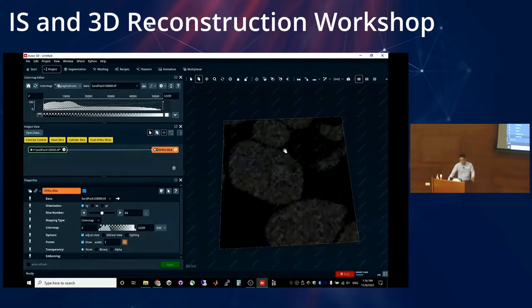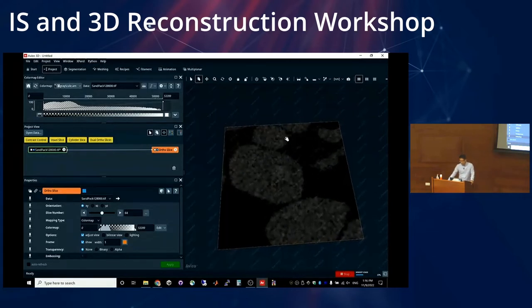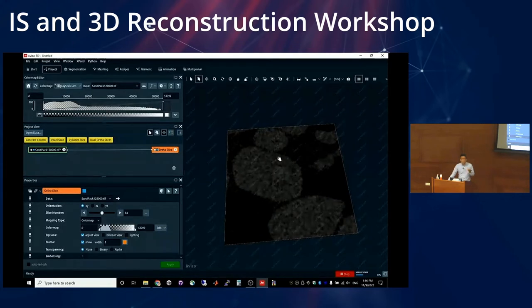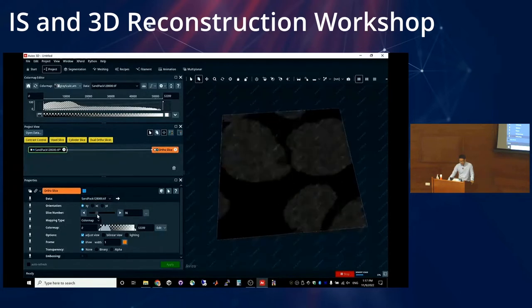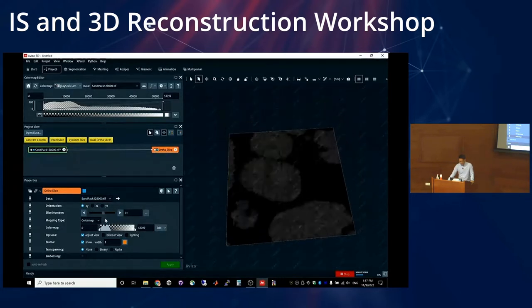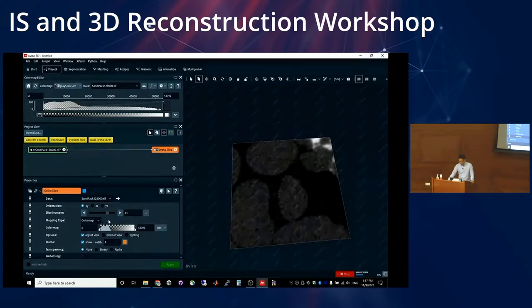Once I open the data set, Avizo right away creates this ortho slice. And the first thing you want to do, of course, is take a look at your data, right? Get a feeling of what's in your data. How does it look? Is it noisy? Since I have the ortho slice anyway, I'll just go through the slices. You can see there are these super bright things there.